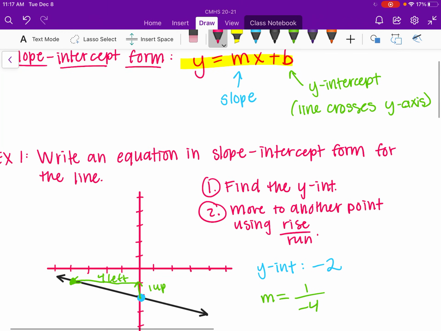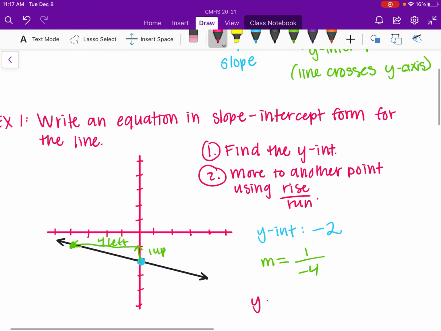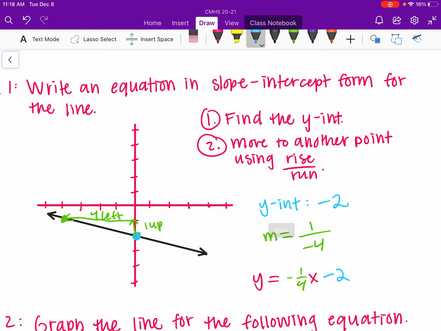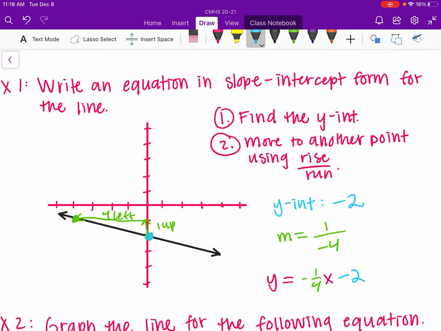And now we get to put it into this form, y = mx + b. So y = m, which we said was -1/4, times x, and then plus or minus b. This time we have a -2, so the b is going to be -2. y = -1/4 x + (-2). So that's how we go from a line to an equation.